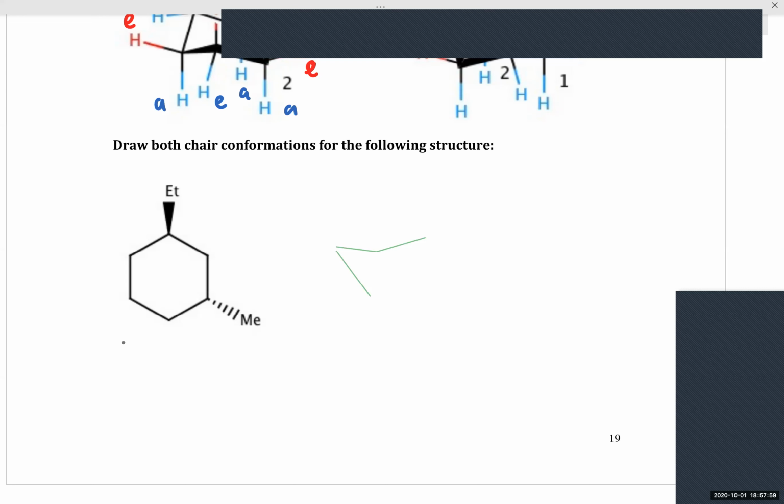And if you have any questions working through this example, don't be shy to ask it in the chat or verbally.